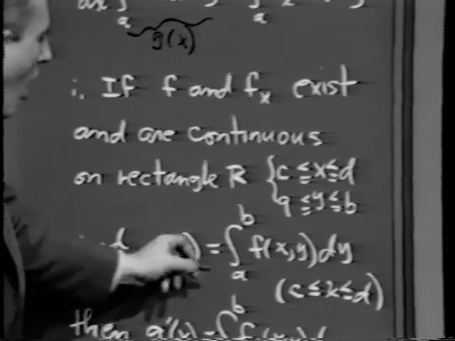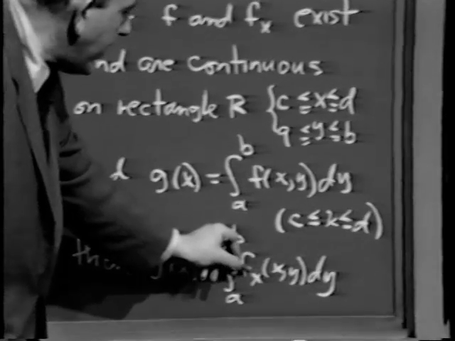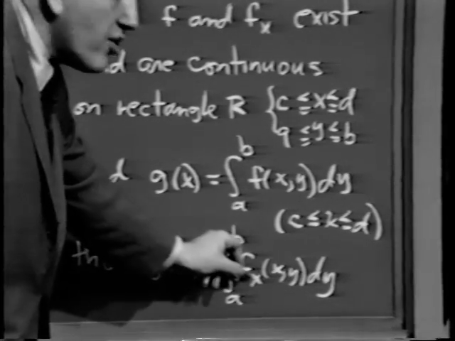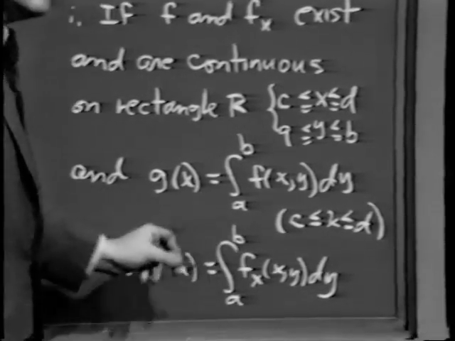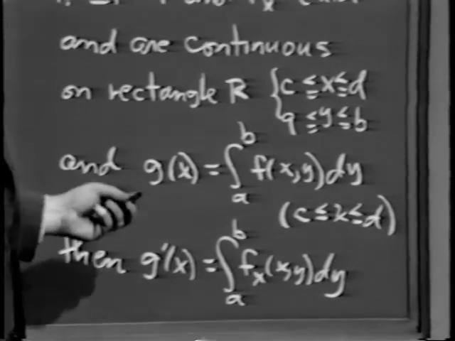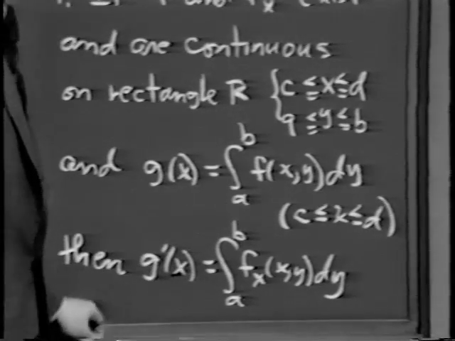And then what we're saying is, under these conditions, to differentiate an integral with a parameter, with respect to that parameter, all we have to do is come inside the integral sign and take the partial derivative with respect to what is being used as the parameter. In this case, it's x, which is the parameter.